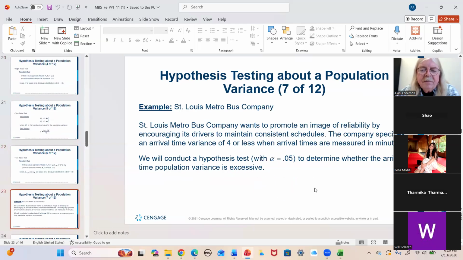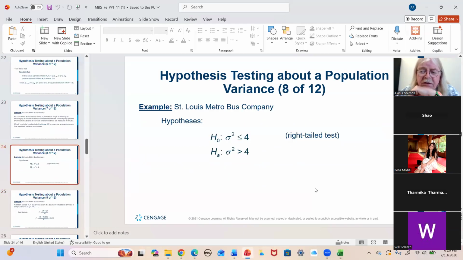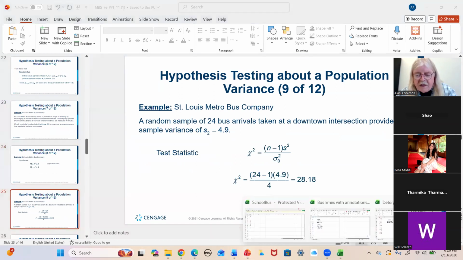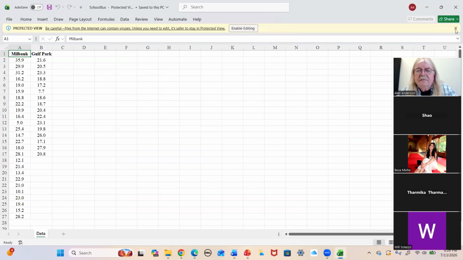So it's the St. Louis Bus Company. That's right. They want to know if the drivers are maintaining a consistent schedule, which means they want to know if the variance is too high for being the cutoff point between good and not good. So this is a right tail test. And the data they're giving us is the sample is 24, which I think they expect us to figure out ourselves. So let's go do that.